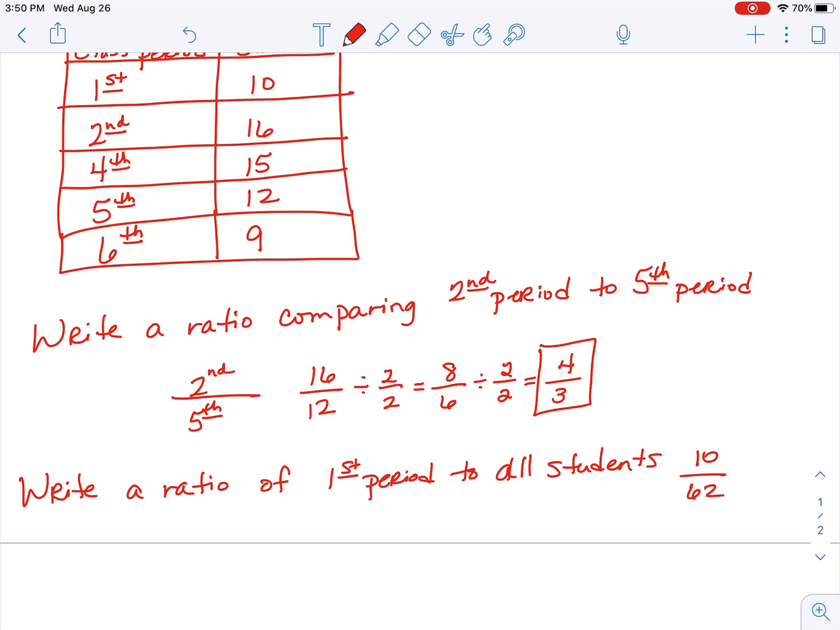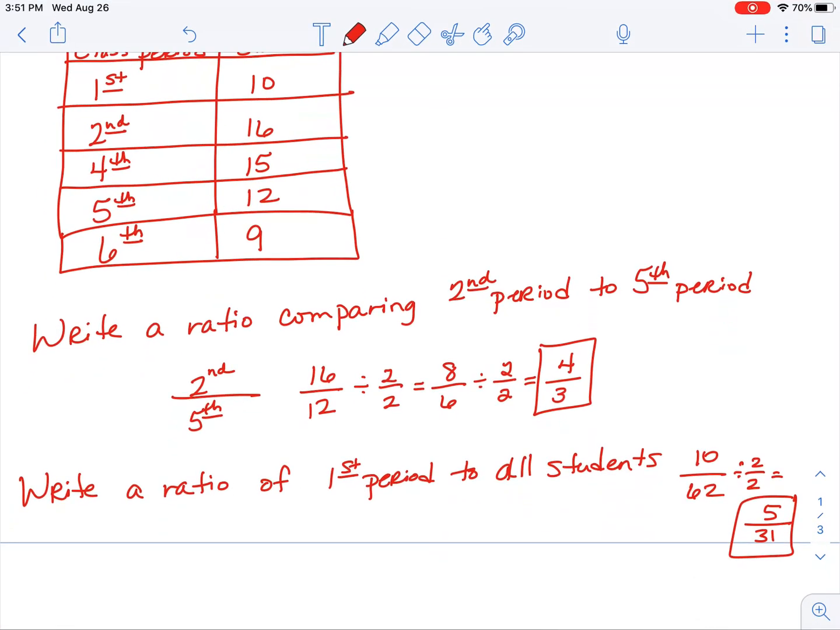Now, 10 to 62. Can that be reduced? Yes, because they're both even numbers. So I'm going to reduce it by 2, and that would give me 5 to 31. And I know that's reduced, guys, because 5 is prime. And the only thing that's going to go into 5 is 5. So unless 5 will go into 31, this is reduced. And I know 5 won't go into 31 because it doesn't end with a 0 or a 5. So there is my ratio.